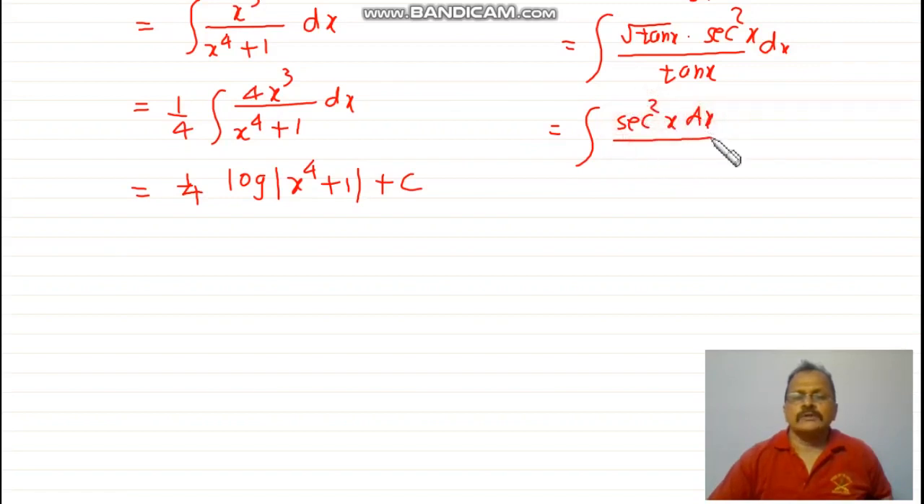upon tan x. Now derivative of tan x is sec square x dx. So derivative of denominator is in the numerator, hence answer is log of mod tan x plus c.